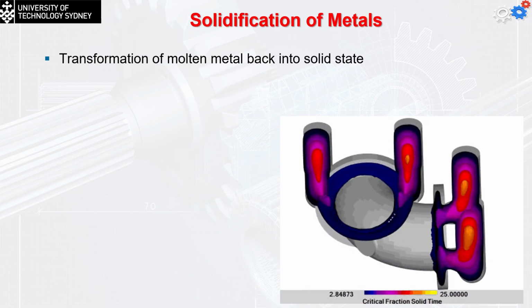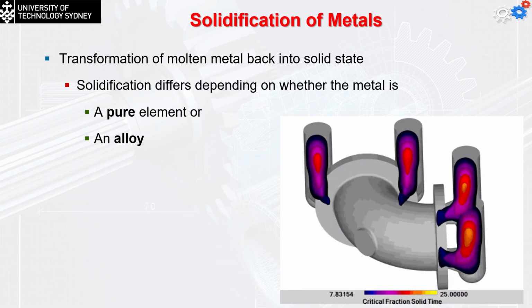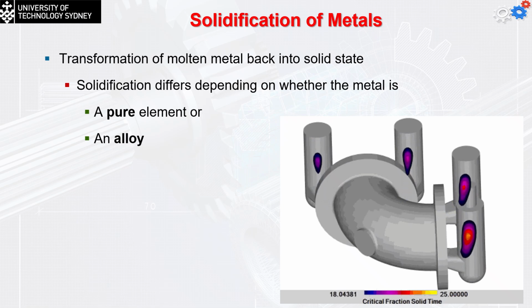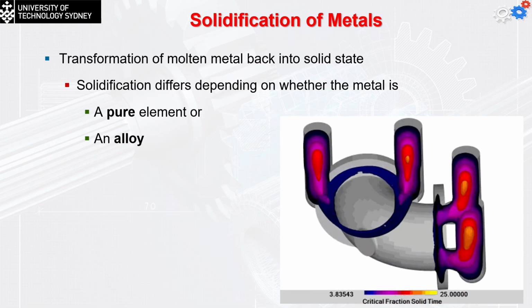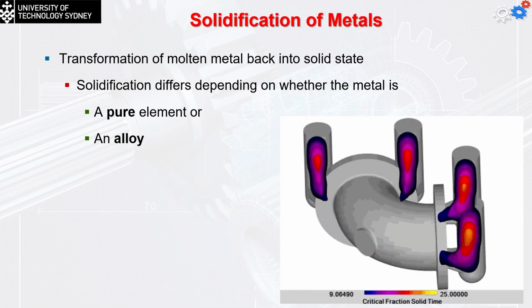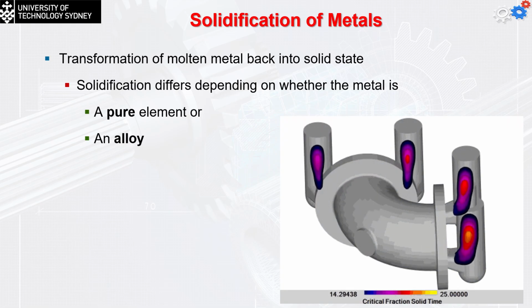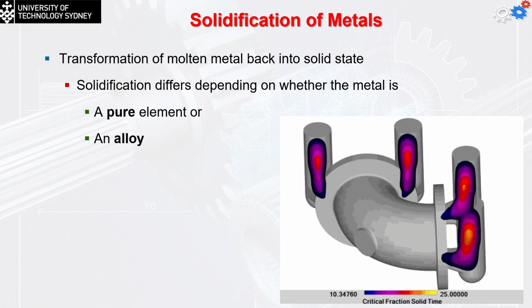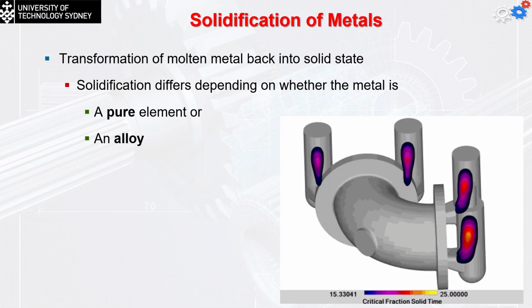Okay, so solidification of the metal is the transformation of the molten metal back into a solid state. Solidification differs depending on whether the metal is a pure element or an alloy. I think we explained this one earlier. If I'm going to have a pure element, we're going to have one melting point, one solidification point. If we're going to have an alloy, we're going to have two different melting points and two different solidification temperatures.